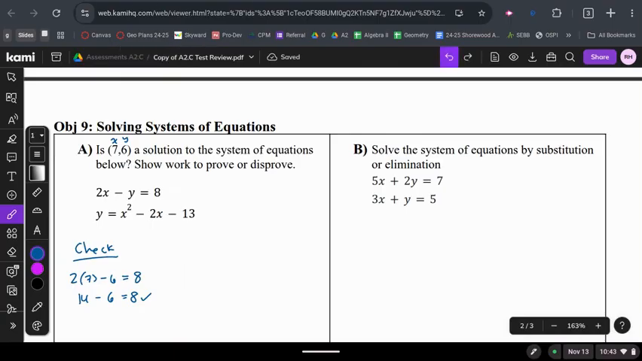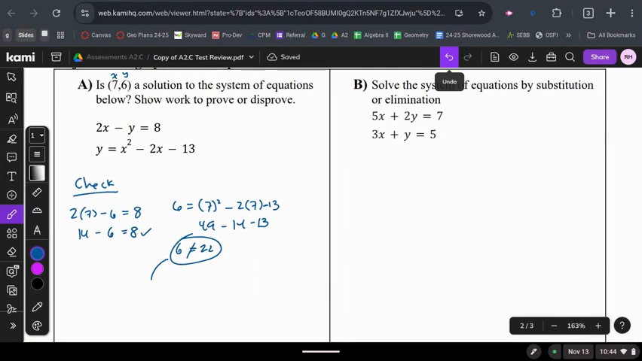So for the other, we've got y, which is 6. Is that equal to 7 squared minus 2 times 7 minus 13? Well, if we do that, we will get 49 minus 14 minus 13, which is 22. And I know that 22 is not the same as 6. So therefore, because it's not true for both of the equations, (7, 6) is not a solution to the system.